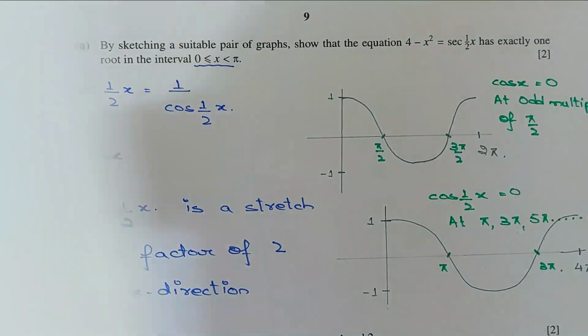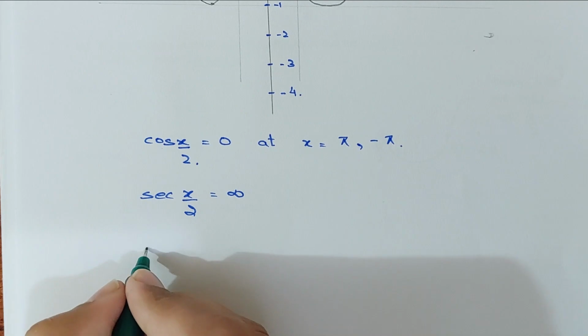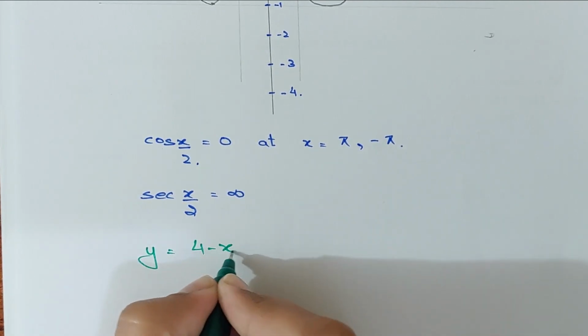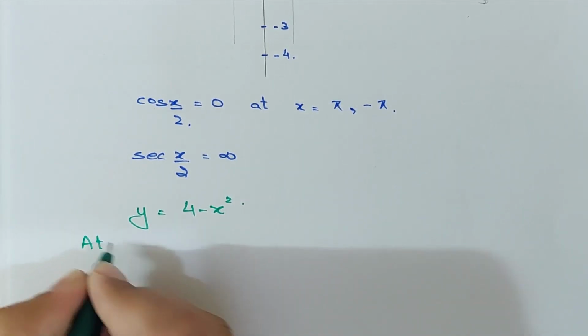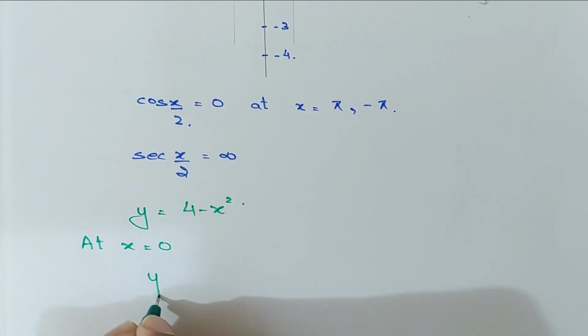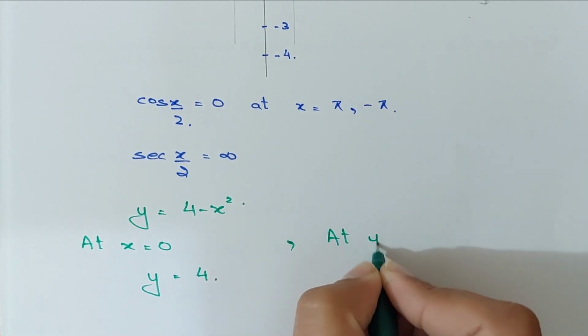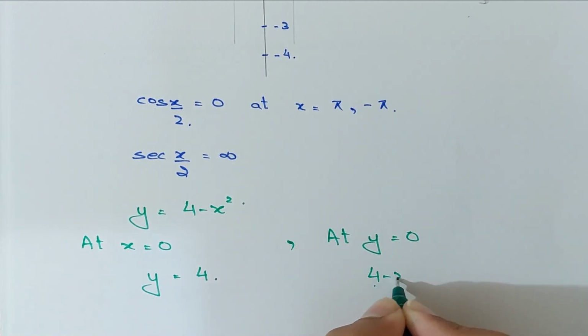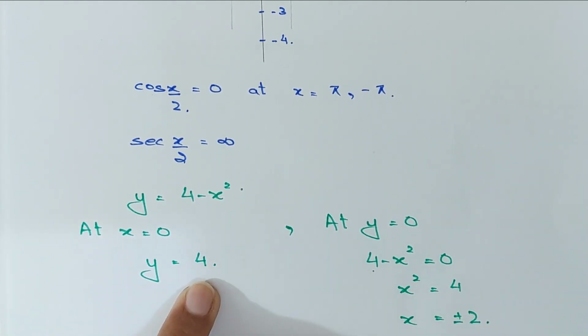Right. Now the second thing we have to do is the equation of this parabola, 4 minus x squared, right? So if I consider this function, let y equal 4 minus x squared. So let me solve for the x-intercepts and the y-intercept, right? At x equals 0, what is y? y is 4, the y-intercept is 4, and at y equals 0, we have 4 minus x squared equal to 0, so x squared equals 4, and x equals plus or minus 2. So the x-intercepts are positive 2 and negative 2, and the y-intercept is 4.